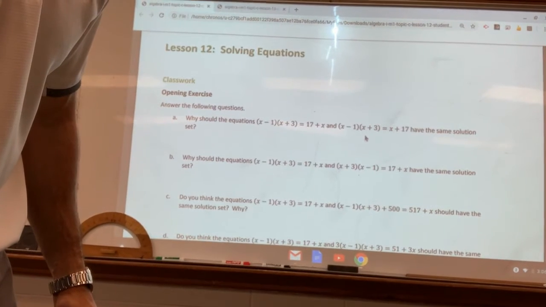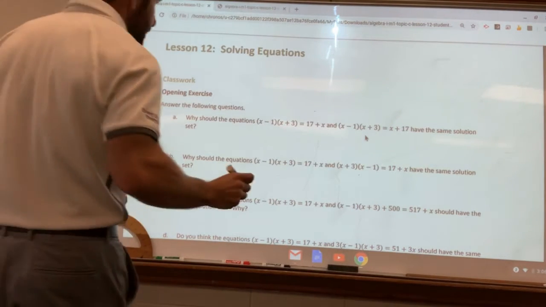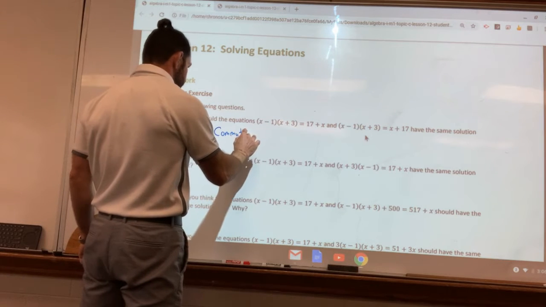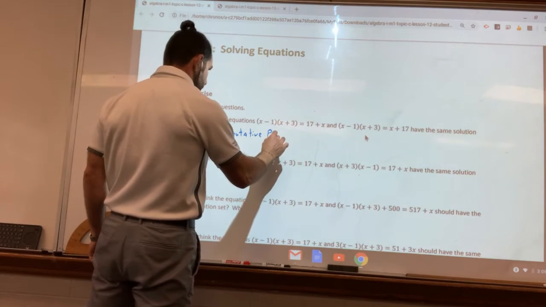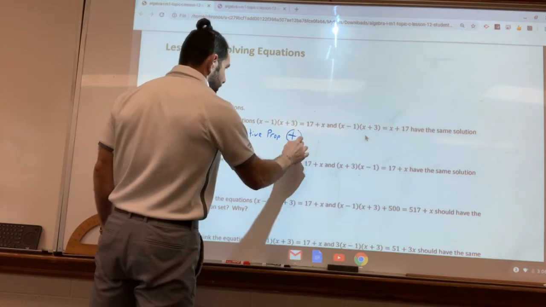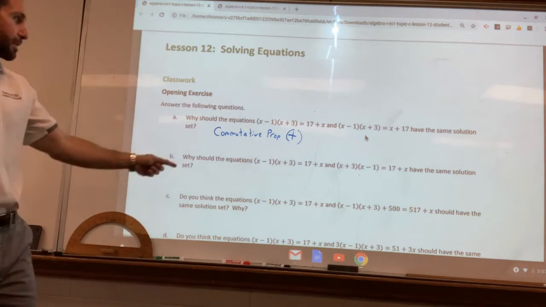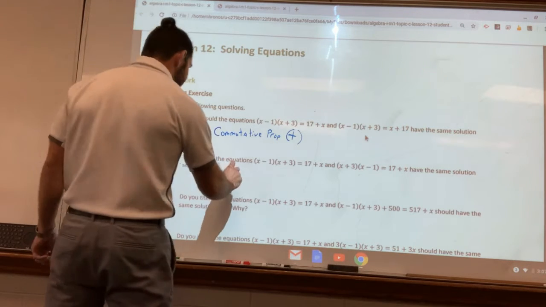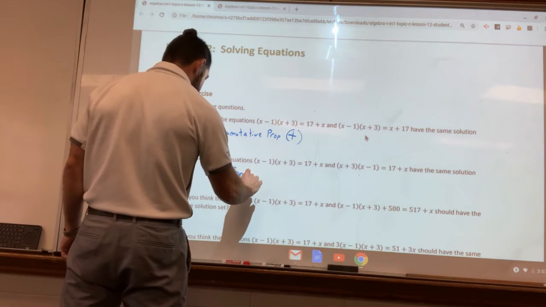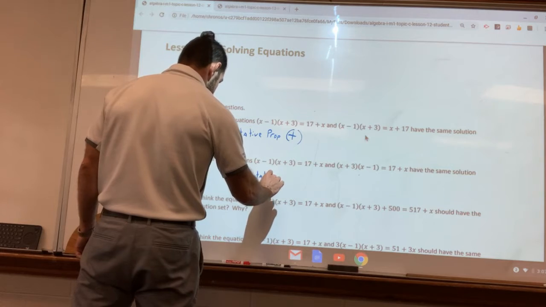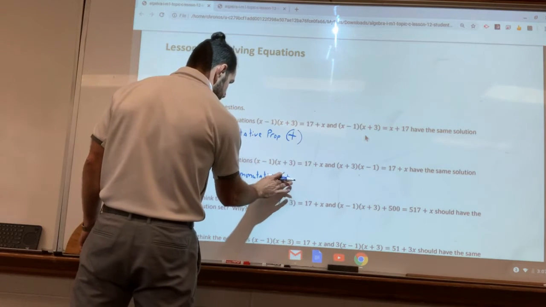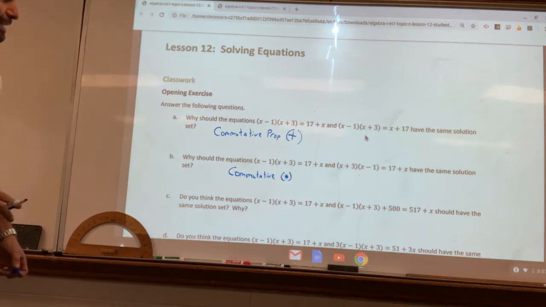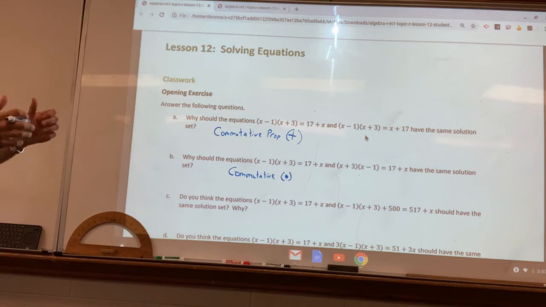Let's try again. Okay. Because what property do we use? We use the commutative property. The commutative property does not change the integrity of the problem. Here, x minus 1 times x plus 3, 17 plus x plus 3, x minus 1. So again, this is the commutative property. Once again, it's not of addition, it's of multiplication. We know the commutative property does not change the integrity of the problem.